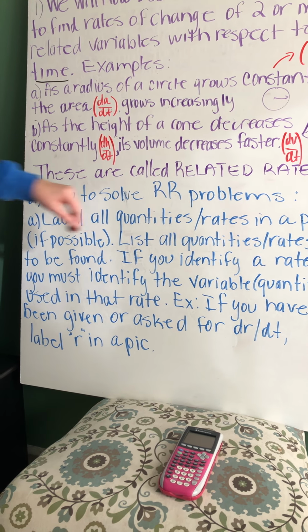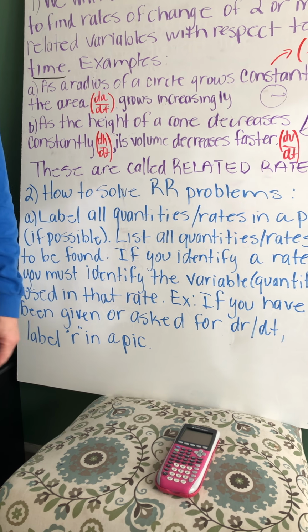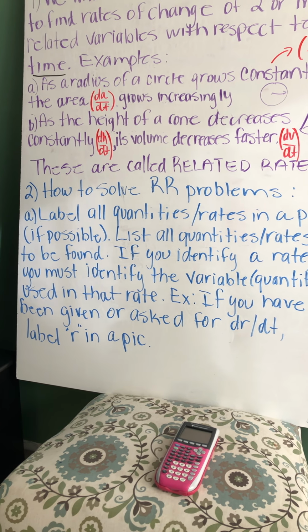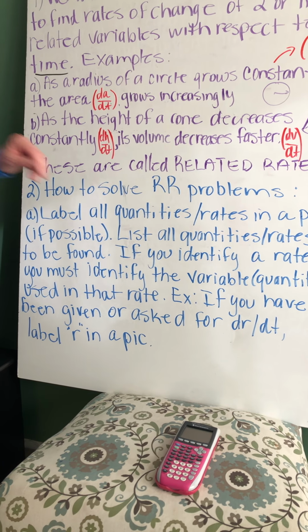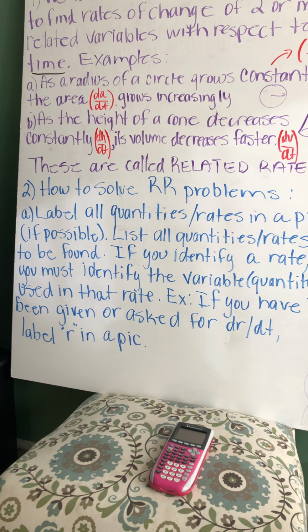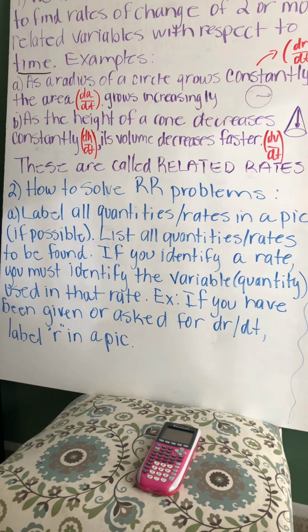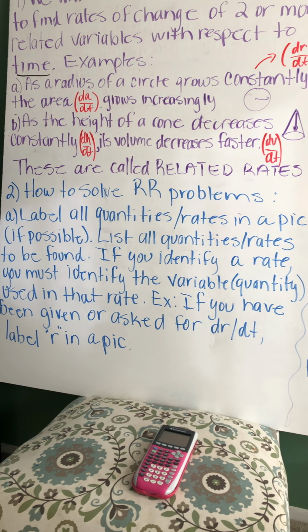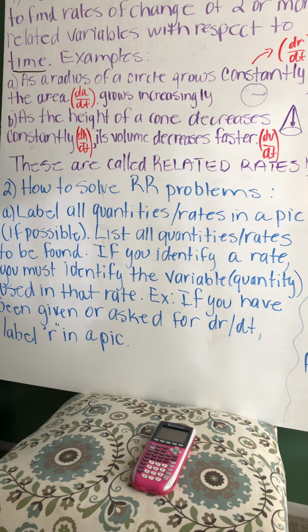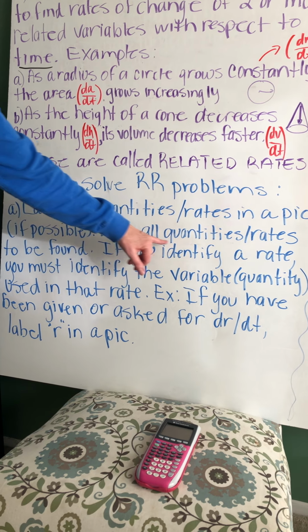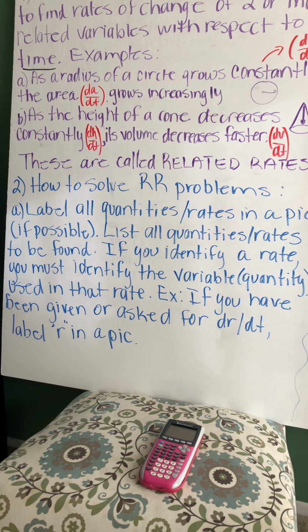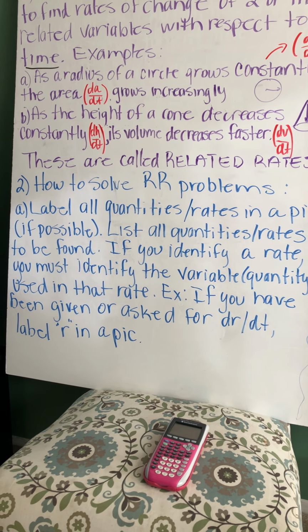So how do you solve related rates problems? With a lot of practice, but here are some basic steps. A, label all quantities and rates in a picture if possible. So all the information they give you, if you can, draw a picture and label everything. List all quantities and rates that need to be found. I usually write them and put a question mark.